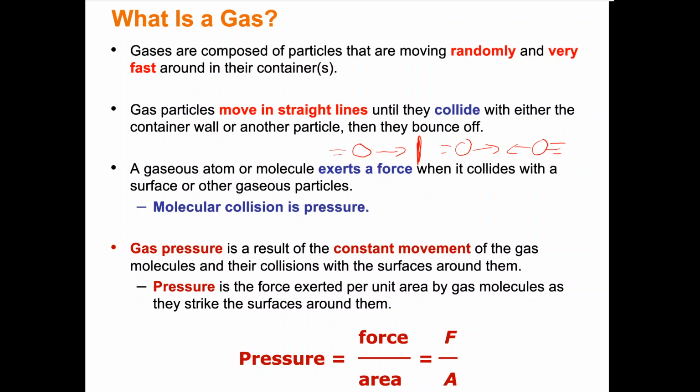Okay, a gaseous atom or molecule exerts force when it collides with a surface or other gaseous particles. We call this molecular collision pressure. So if you think about when you blow air into a balloon, what's causing all of that air to push outward? What's making the balloon blow up, in other words, what's keeping that shape? What's keeping that shape is the gas pressure.